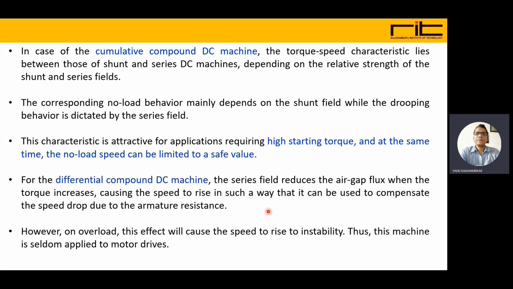For the differential compound DC machine, the series field reduces the air gap flux, so it is the difference in the two fluxes when the torque increases, causing the speed to rise in such a way that it can be used to compensate the speed drop due to the armature resistance. On overload, this effect will cause the speed to rise to instability. Thus, the machine is seldom applied to motor drive. So, differential compound is rarely used.